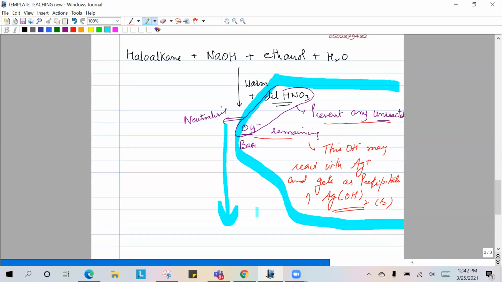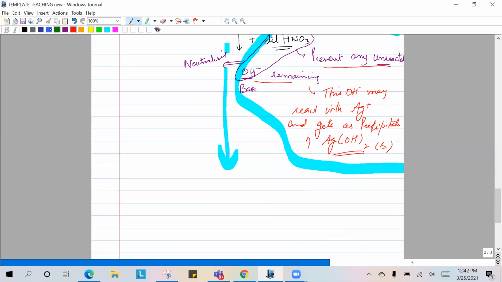Now after warming, the sequence needs to be followed. After that, you add silver nitrate solution. Now what will happen? Now what are you observing? You are observing the colors. So based on the colors, you will decide what happens.